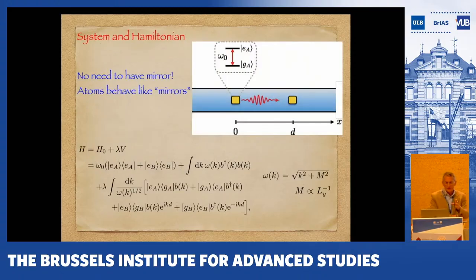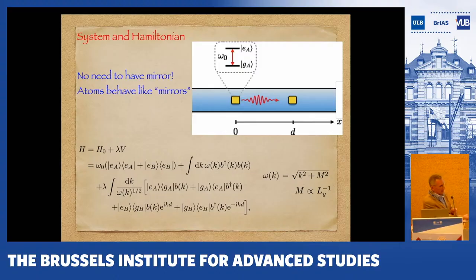Okay, so let me give you another Hamiltonian. Now, I will work with two atoms just to start with. This is the Hamiltonian. You have the two atoms. You have a free part, where EA is the excited state of atom A, and EB is the excited state of atom B. Then you have the integral, that's the photon field. And then you have a coupling in the rotating wave approximation.